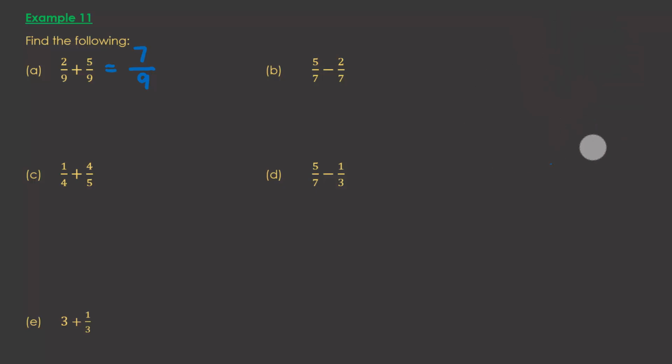The next one is equally straightforward, but we're subtracting. So we're going to stick with sevenths and we're going to do 5 minus 2. So we're going to have 3 sevenths.